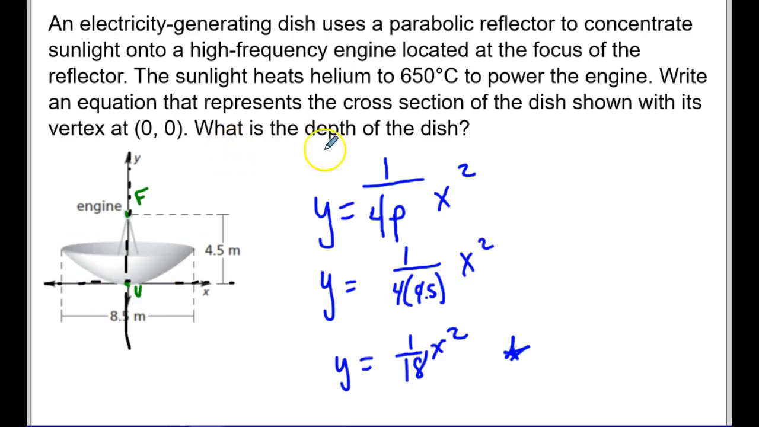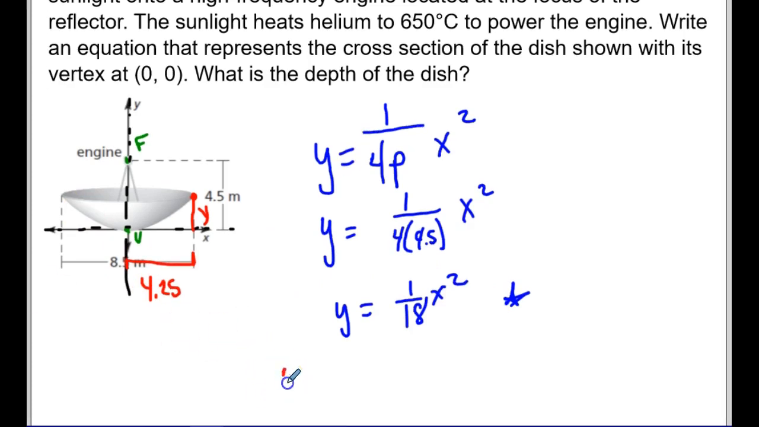So now the second question I've asked is, what is the depth of the dish? The depth is going to be the height when my dish is right there. So this is the value I'm looking for, the height of my dish. I know that height is a y, and I have my equation that models my parabola, but I also have this x value. This x value would be 4.25, because this is just half of the entire length of my dish. So what if I put that in for my x squared? Now I have y equals 1 over 18 times 4.25 squared.